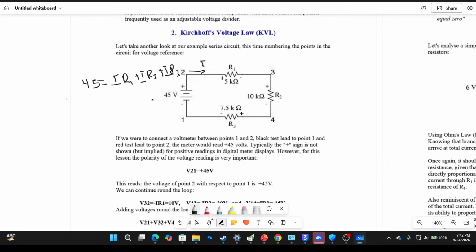So someone may ask, what if you sum up the resistors and they make one? Yes, you can do that because the resistors are in series. So you can just sum up the resistors, which is 5, 10, 7.5. You sum them up together, then you get one resistor. So your circuit may look like this. Sorry for the drawing, okay? And this will be your RT. This will be your voltage source, and then your current flows over here.